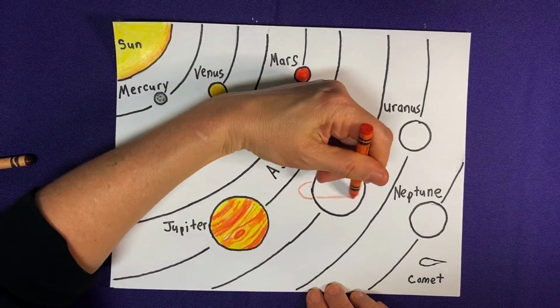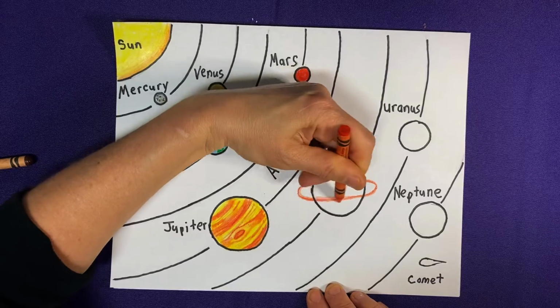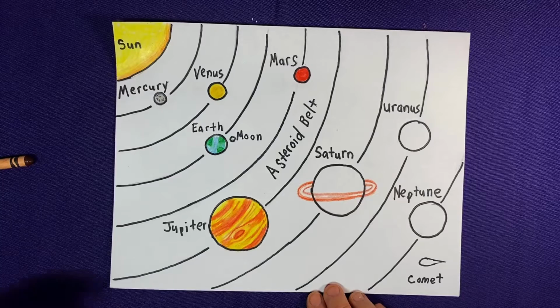Saturn has rings around it. Some of the other planets have rings too, but they're really hard to see. Saturn has the most visible rings, so we're going to add the rings to Saturn.